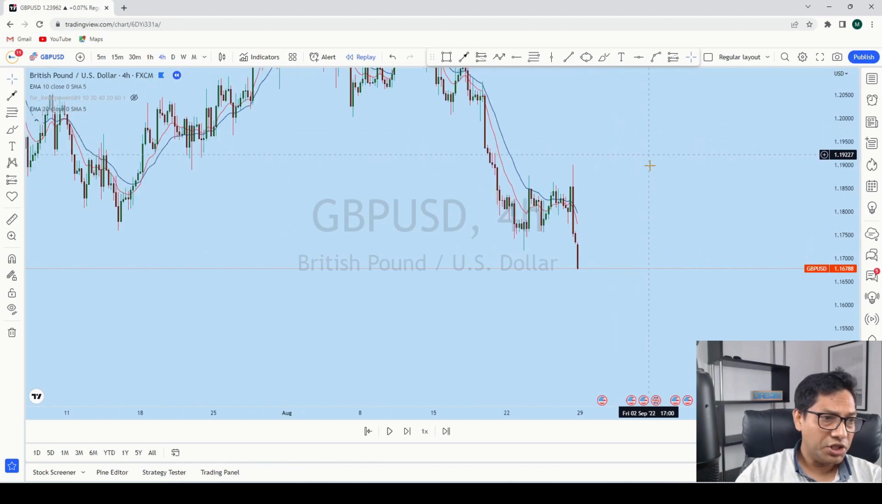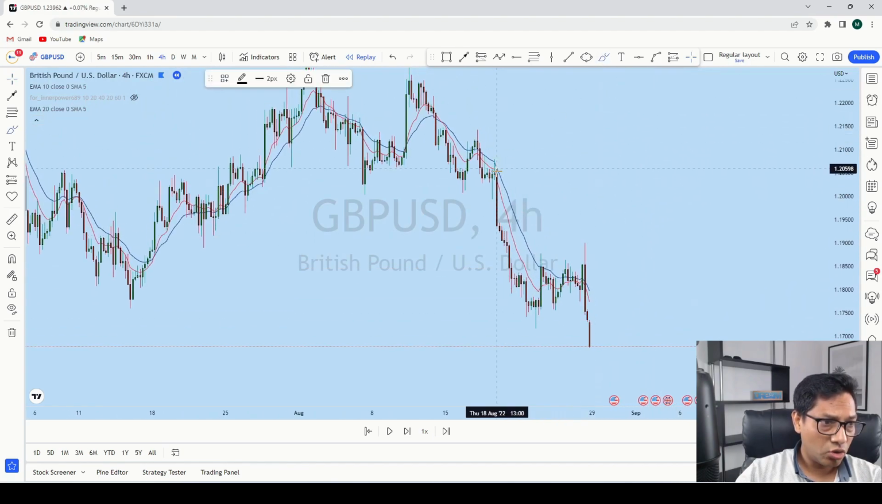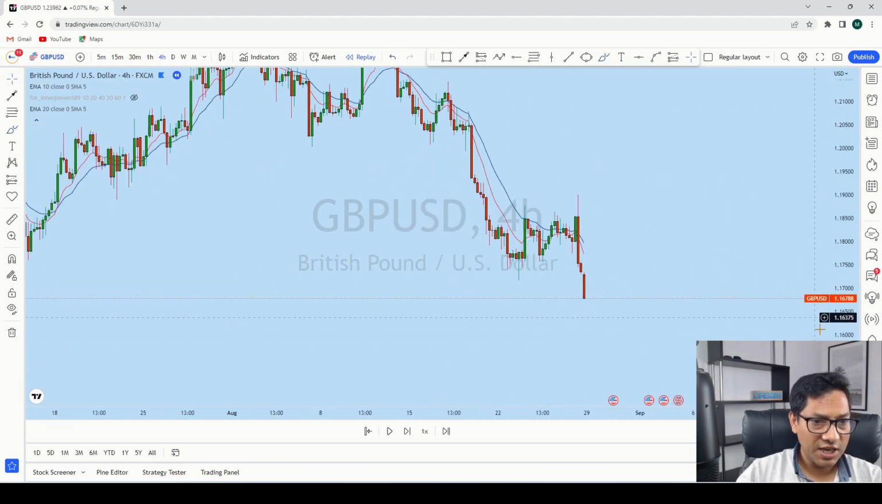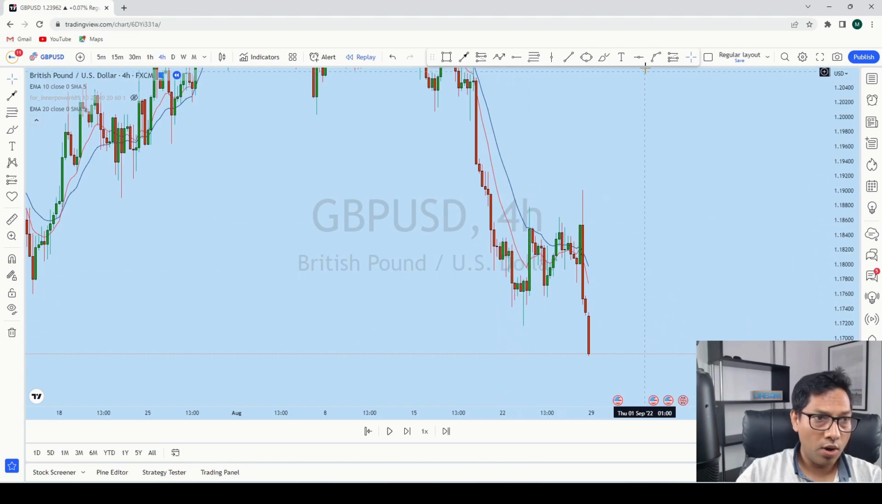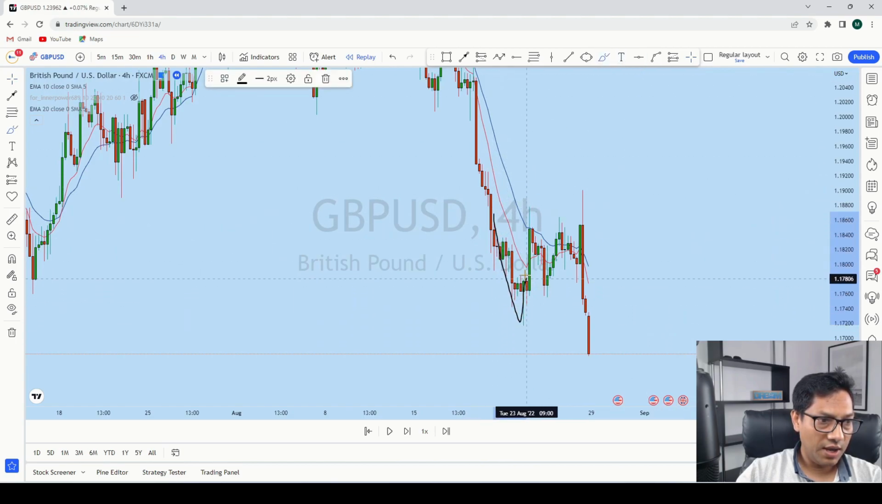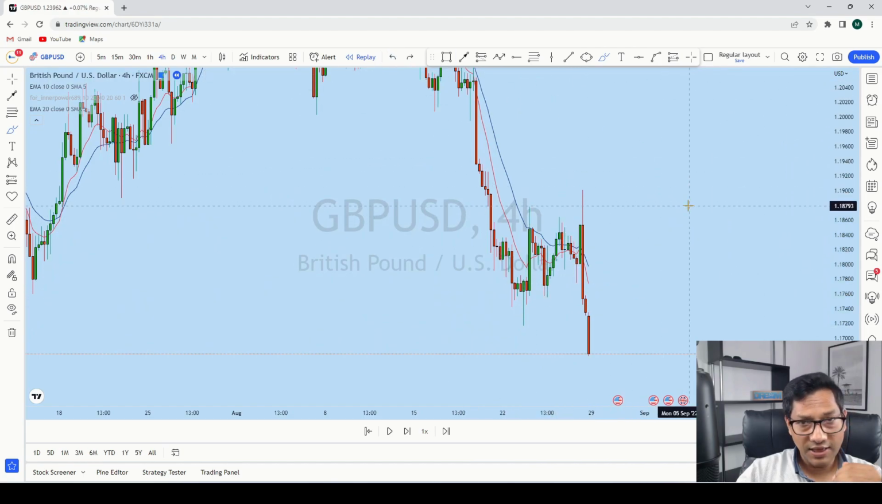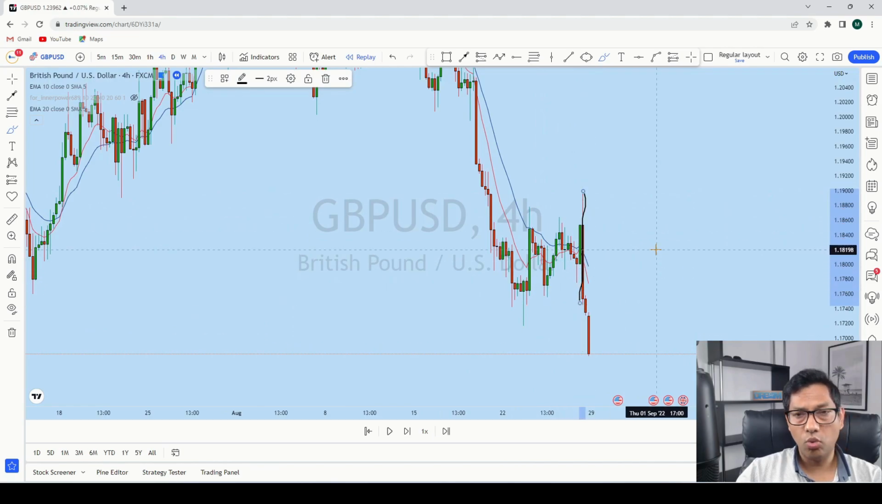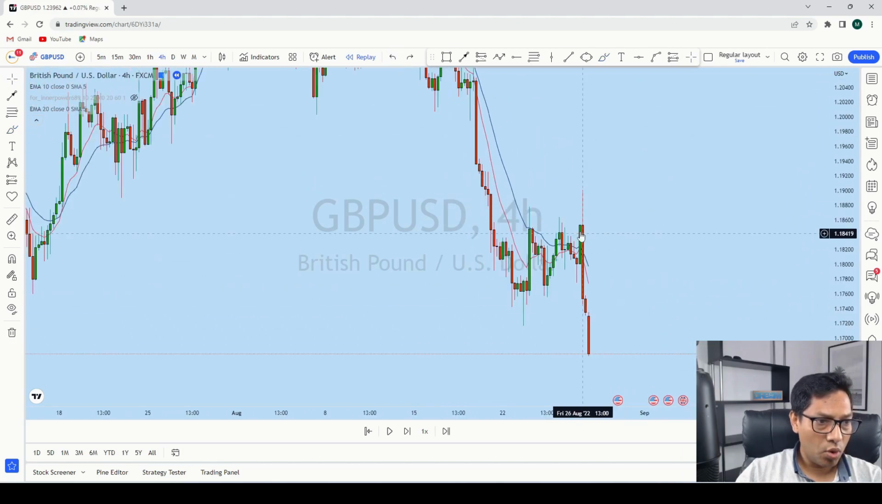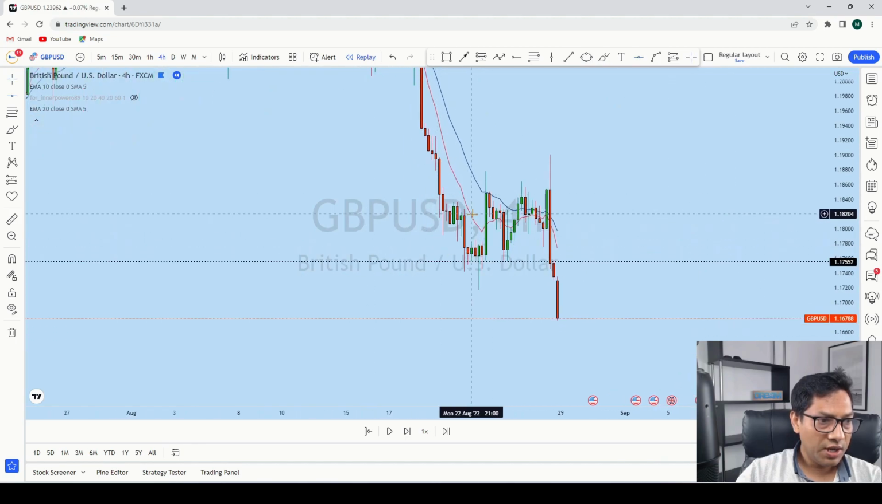Now as you can see on British pound US dollar, there has been a strong impulsive move, and after this impulsive move, the price basically consolidated for quite a while. You can see that it has created a nice looking structure. So you need to identify the consolidation and the structure. Now with that structure, the price has again broken from that structure with a big bearish engulfer.